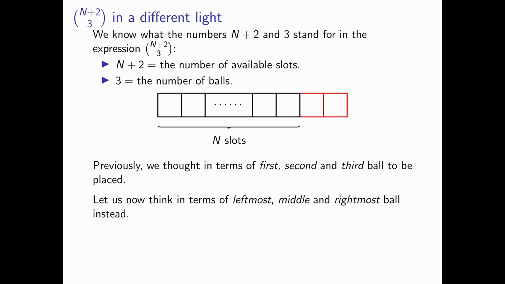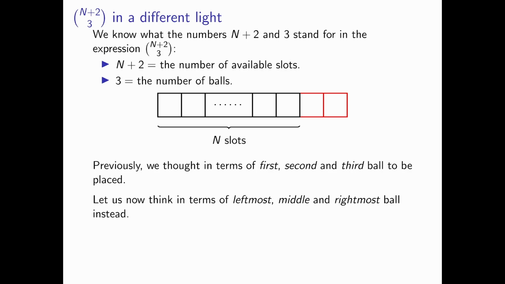Well, let us think about where the leftmost ball can be placed. The leftmost ball can of course be placed here, for instance, because we now have 2 available slots for the remaining 2 balls. But the leftmost ball cannot be placed into this slot here, because then we don't have enough slots to the right of it to place the 2 remaining balls. So where does this lead us exactly? What does n plus 2 choose 3 become given this characterization?